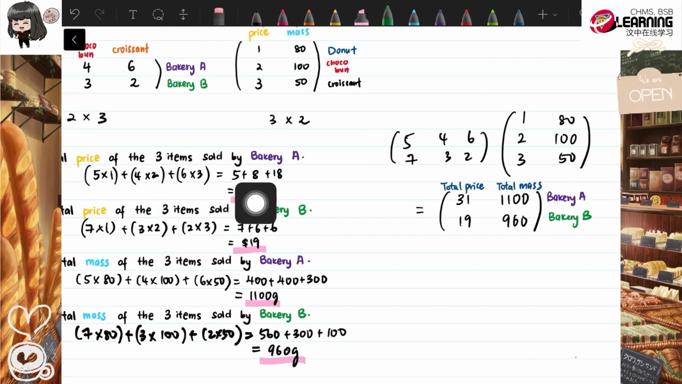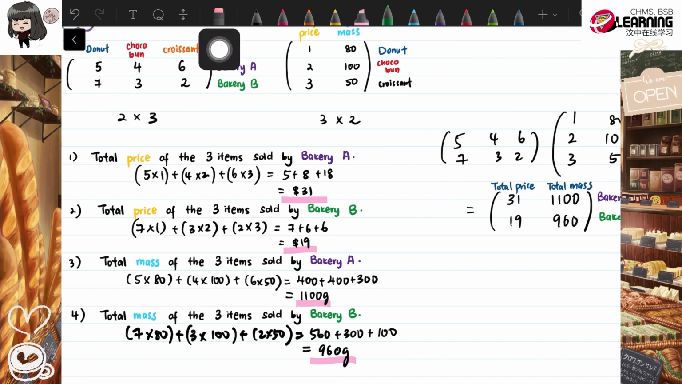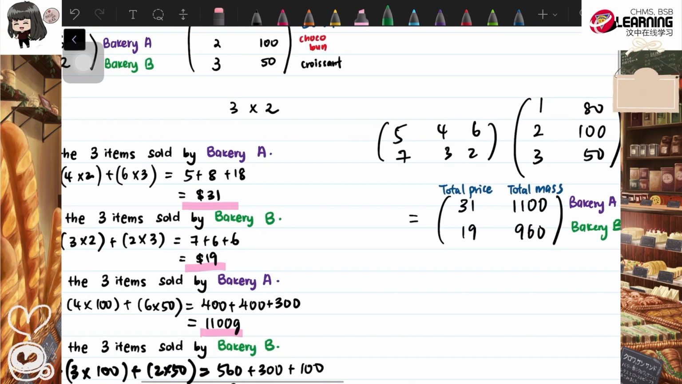It's actually the same, basically. It's just that without the word problem. This one is with the word problem because I wrote the donut, chocolate bun, croissant, bakery A and all that, right? Okay, so we move on to the next try it.